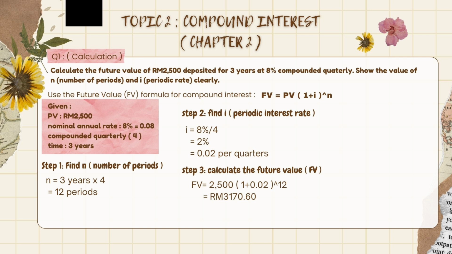Step 2, we have to find i, the periodic interest rate. i equals 8% divided by 4 equals 2%, and converting it into a decimal, we get 0.02 per quarter. And last, step 3, substitute all the values using the future value formula. And we will get our final answer, RM 3,170 and 60 cents.